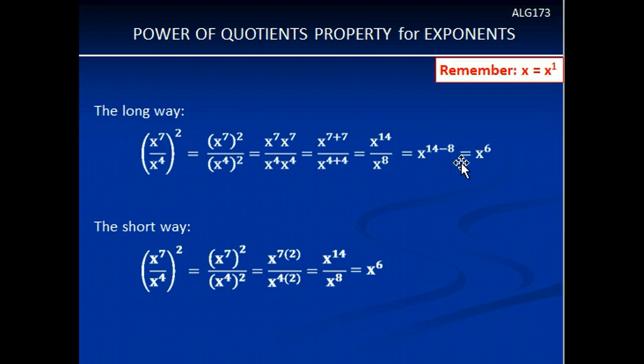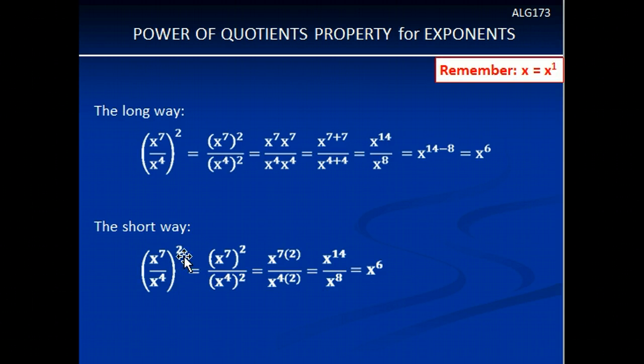Now, we can do that if we want to, but like I've said before, if your problem gets a little bit more complicated, this becomes quite a long process. The easiest thing to do is to use our power of quotients property and just say, okay, we've got x to the 7 times 2, which is x to the 14th, over x to the 4 times 2, which is x to the 8th, which will give us x to the 6th.